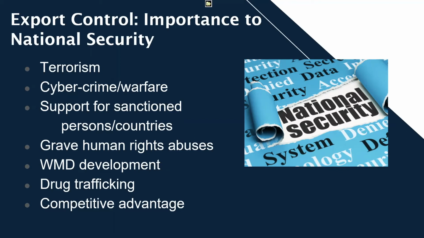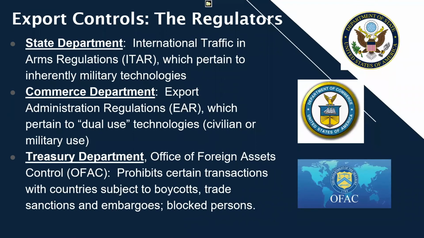The support for sanctioned countries is an area also that, depending on whether there's an embargo, is part of the export control scheme. Human rights abuses, obviously WMD development, drug trafficking, and also competitive advantages. The United States wants to maintain a competitive advantage over other competing nations, and that's why we have these export control laws. So which are the players involved on the government side?